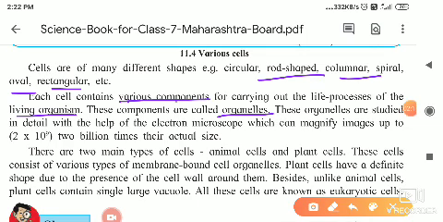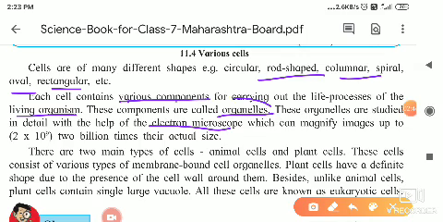We had studied that the Golgi complex is there. Afterwards, nucleus, cell membrane, then mitochondria. These all are cell organelles. In a plant cell, chlorophyll is also there. It is also a kind of cell organelle. These organelles are studied in detail with the help of the electron microscope.